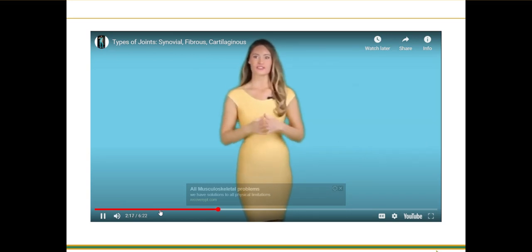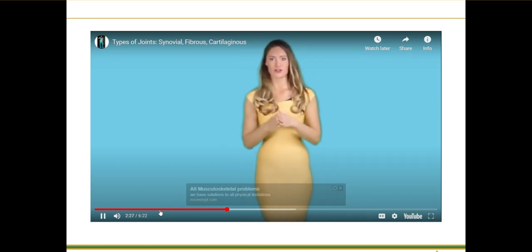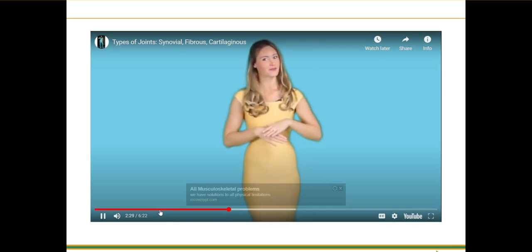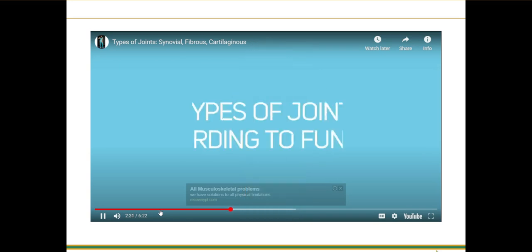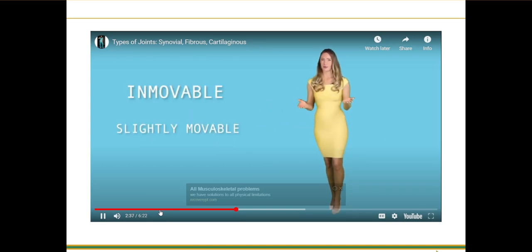As for the function, joints are classified according to the level of movement they allow the bones to make, as well as the number of bones needed to make the movement. Note that these two, structure and function, are closely related to each other. So, let's go over these. Types of joints according to function. Joints can be immovable, slightly movable, and lastly, freely movable.